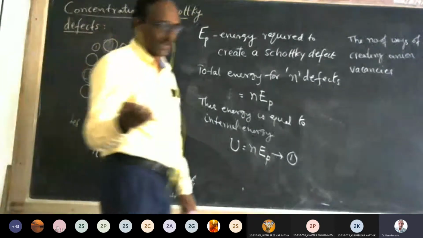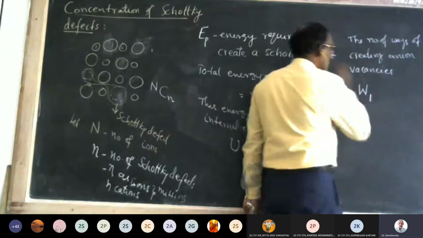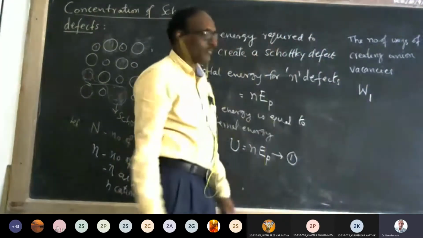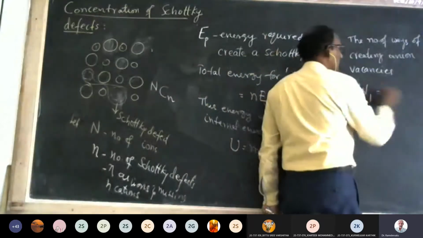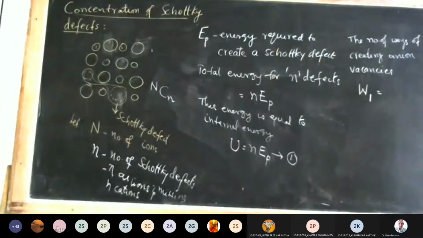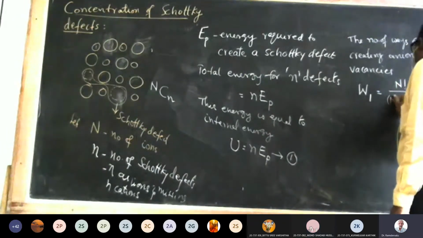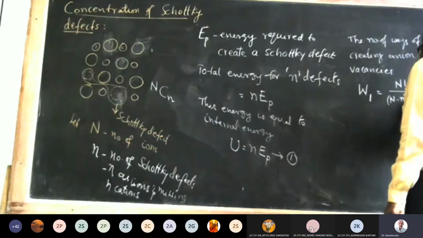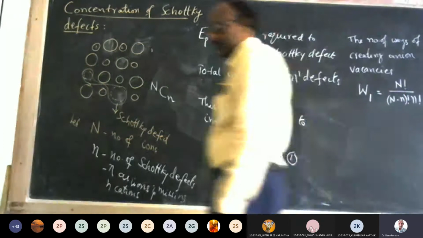So therefore, this is nothing but the number of ways of arranging the missing cations. Therefore, any cation I can take. Hence, I am writing this as W1, the number of ways of creating cation vacancies. This I'll write as how many? Can you tell what is NCn? N factorial by (N minus n) factorial into n factorial. This is the number of ways of creating this.